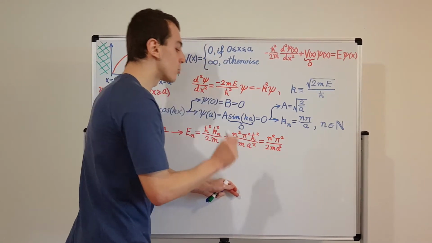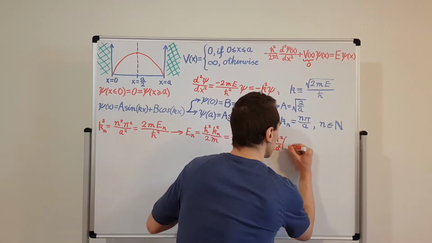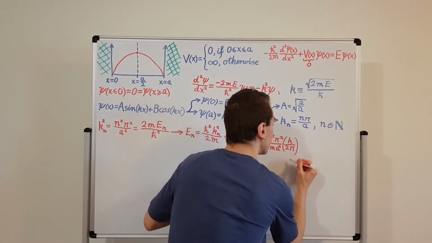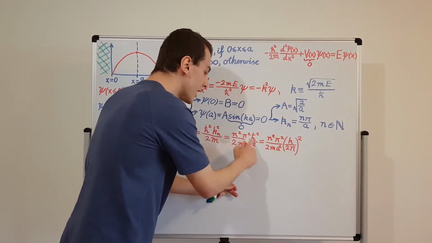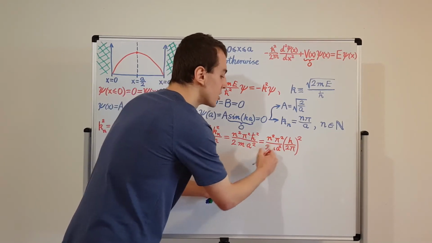So h bar is the reduced version of Planck's constant, and that's actually equal to h over 2 pi. So we have h over 2 pi, and this is still squared, right? Because we're squaring this guy. So we still have all of these constants. n squared, pi squared is there. 2ma squared are all in the denominator.